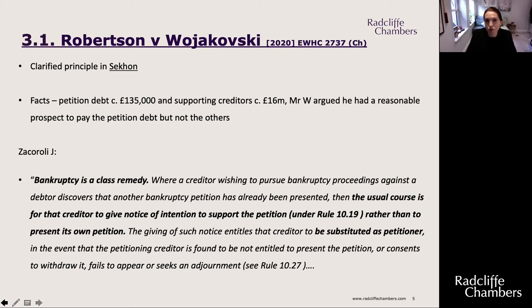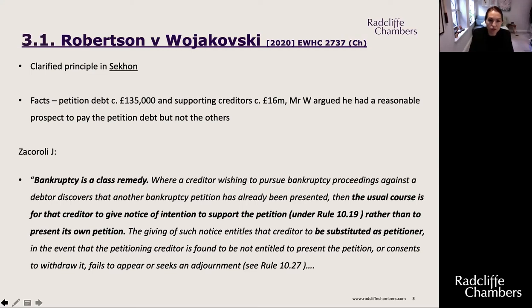The petition debt itself was only worth 135,000 odd, but supporting creditors appeared to the tune of £16 million. Mr. Wojakovski had to accept that he had no defence whatsoever to the bankruptcy petition. What he argued is that he could rely on the court's jurisdiction to adjourn the bankruptcy petition on the basis that he had a reasonable prospect to pay the petition debt, so the 135,000. It appears as if he did not dispute the supporting creditors' debts either, but he had to accept that he didn't have a reasonable prospect of paying the 16 million odd. So the judge had to decide which debt he had to show ability to pay. And interestingly, there was no authority on this precise point.